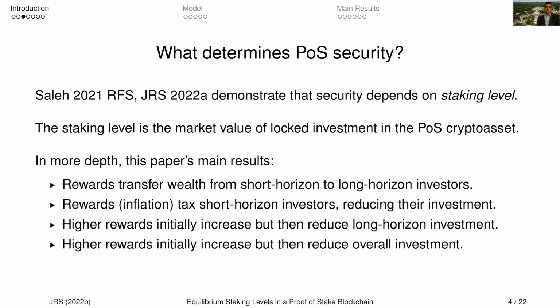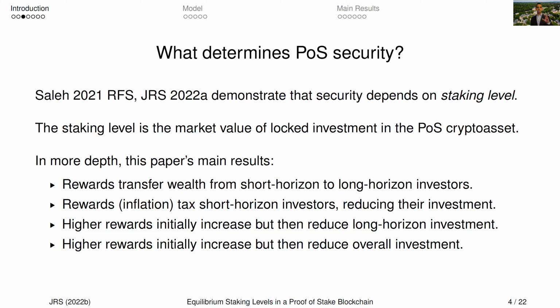And of course, if short horizon investment is always falling and long horizon investment is falling when rewards are above a particular point, then of course above that particular point, overall investment is going to fall, because if both short and long horizon investment are falling, there are no other investors, and therefore total investment would fall.